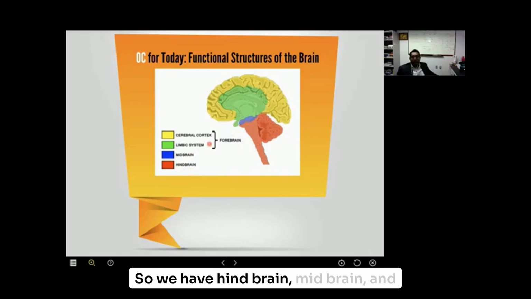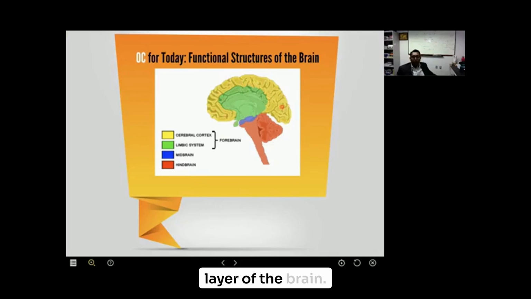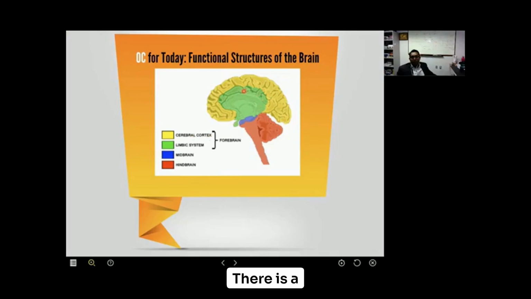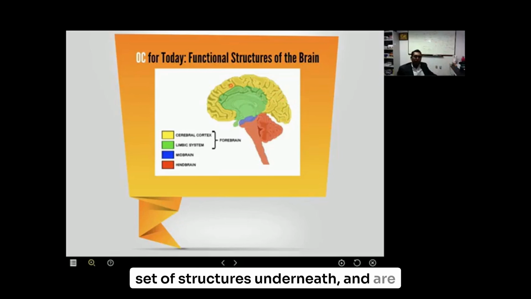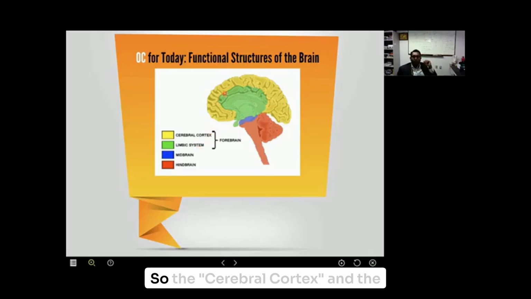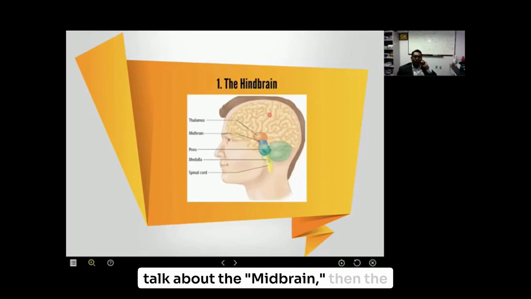So we have hindbrain, midbrain, and forebrain. The forebrain is further categorized into this yellow structure, which is the outermost layer of the brain. It's called the cerebrum or cerebral cortex, and there is a set of structures underneath that are together called subcortical structures. Sub, because they are under the cortex. Most of these structures work in unison to form a system called the limbic system. So the cerebral cortex and the limbic system together constitute the forebrain. Let's start with the hindbrain, then we'll talk about the midbrain, then the forebrain.